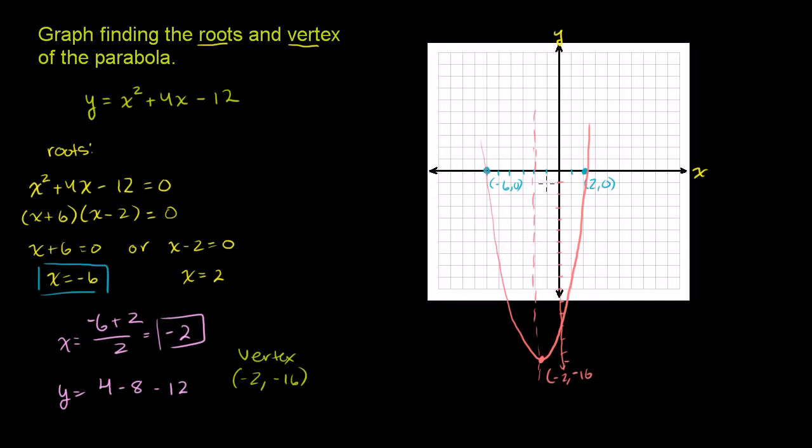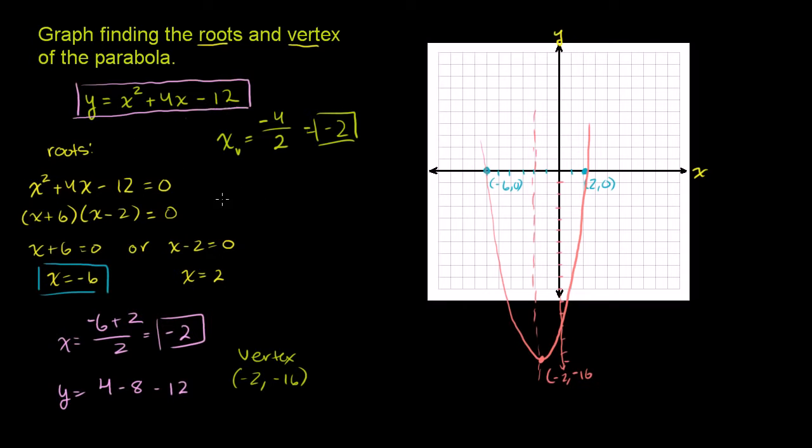The other way to figure out the x value of the vertex is to use the formula negative b over 2a. So the x value of the vertex is equal to negative b, negative 4, over 2 times a. A is 1, so over 2, which is also going to give you x is equal to negative 2. Now, the last way to solve for the vertex is to complete the square on this parabola right here.